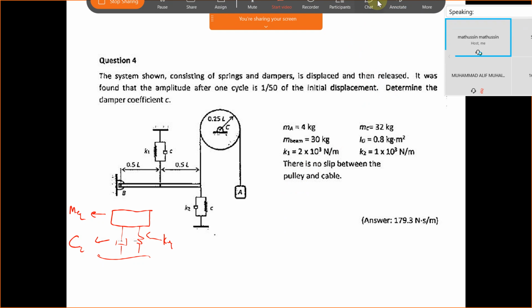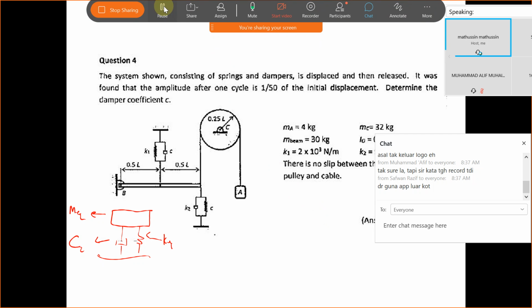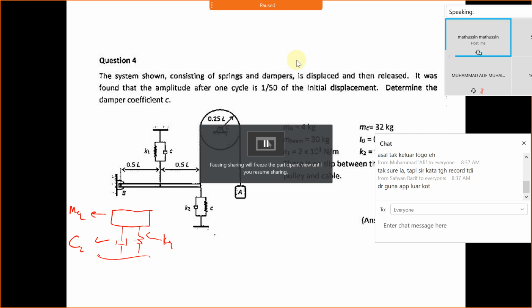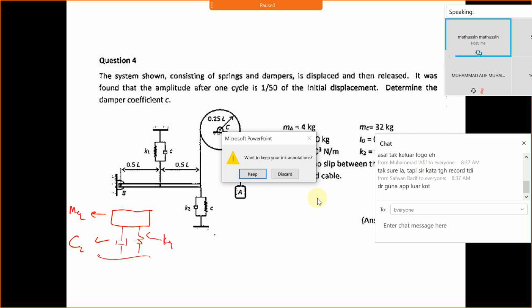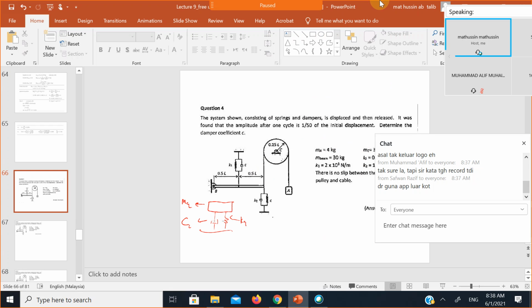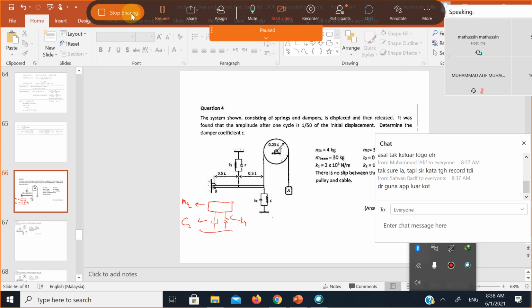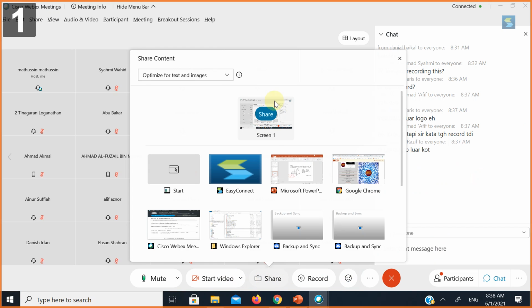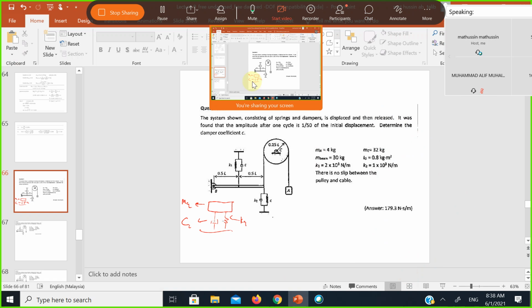Apa masalah ni? Saya dah record ni. Saya dah record. Jangan risau. Kejap, saya check balik. Okay, so mana dah hilang dah? Okay, so saya dah record, jangan risau.